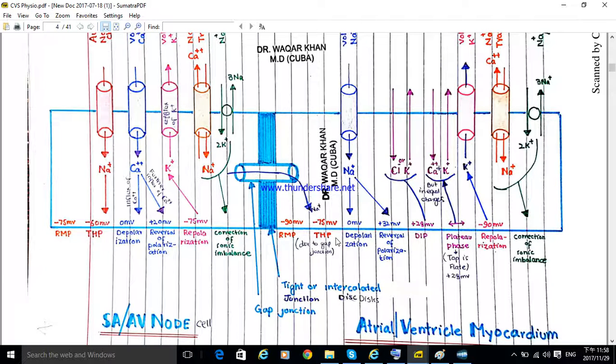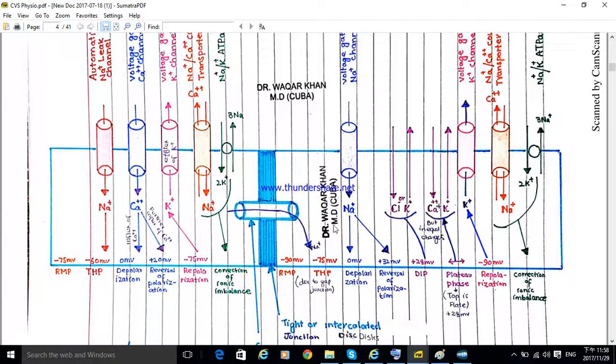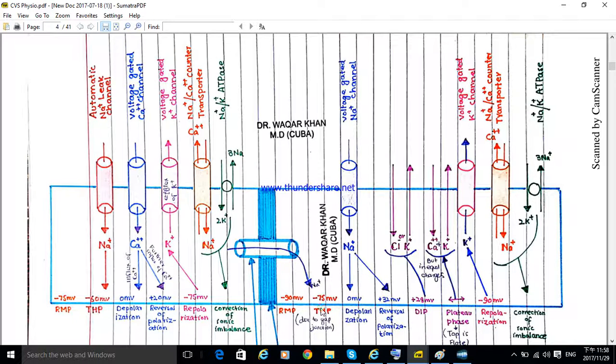So threshold potential means that at this stage the cell will come into its action phase. It has been activated at this specific voltage, so the voltage-gated sodium channel will open up, and because of this there will be a lot of influx of sodium. As positive charge moves inside the cell, it becomes more positive and less negative, and it will come to a point of 0 mV.